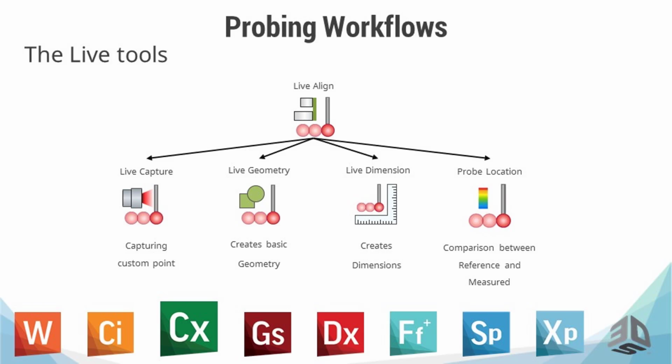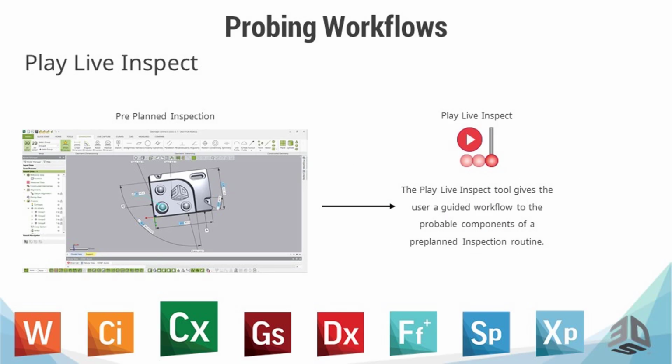The benefit of these tools is they're more or less unstructured. You can pick and choose which ones you want to use at any time. Our next workflow, the Play Live Inspect process, is meant to be a linear workflow set up ahead of time. Before probing, the user will go in and set up their alignment scheme, any comparisons that are compatible with probing, any dimensioning and GD&T that is required, and then they will play the Live Inspect process.